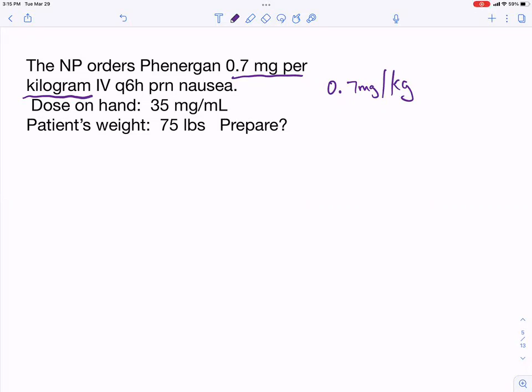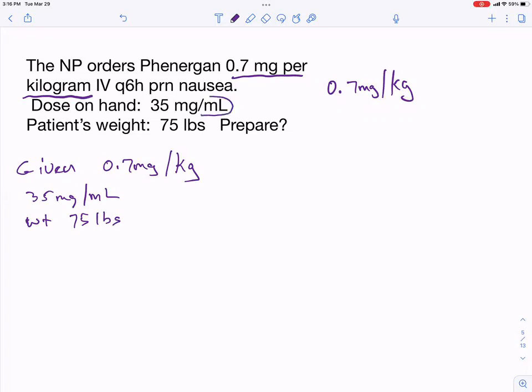So my given, if I wanted to write it out, is 0.7 milligrams per kilogram. That's my order. On hand is 35 milligrams per ml. The patient weighs 75 pounds. What am I going to prepare? Well, let's think about this. What is my wanted? Well, if it's available in milliliters, that's my wanted.